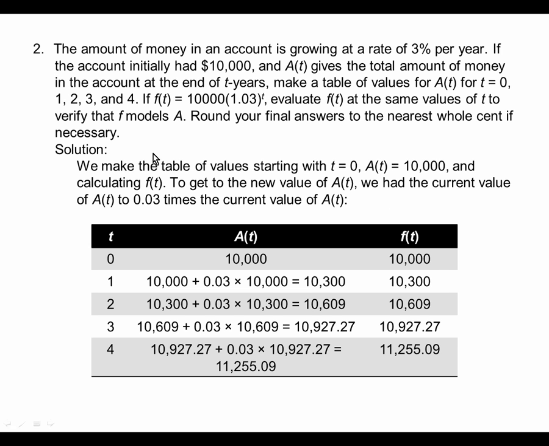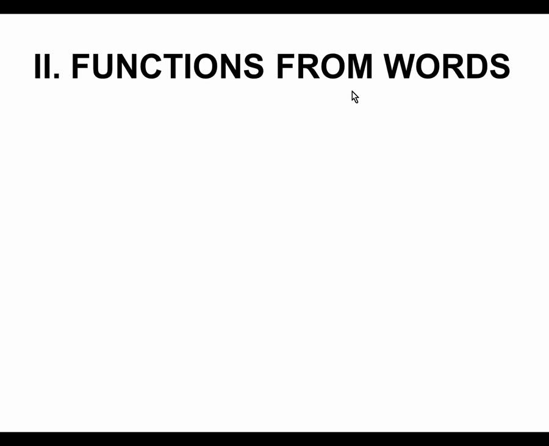So f of t, which is given by that 10,000 times 1.03 to the t power, does in fact agree with A of t, at least for values of 0, 1, 2, 3, and 4. So again, in Chapter 4, we will learn how to make the calculator find the function for us that does in fact model the description in words. Okay, functions from words.